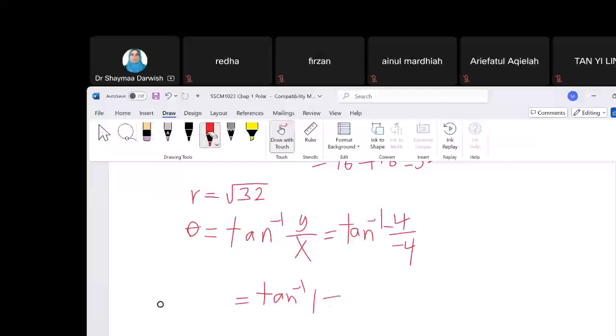So we have tan inverse 1. Tan inverse 1 is 45 degrees. Okay, I will agree with you until now. Tan inverse 1 is 45 degrees. So the point should be square root of 32 and 45 degrees. Correct, right?